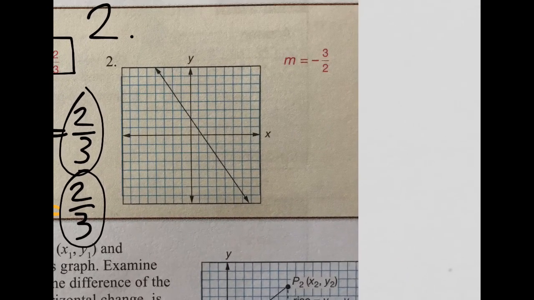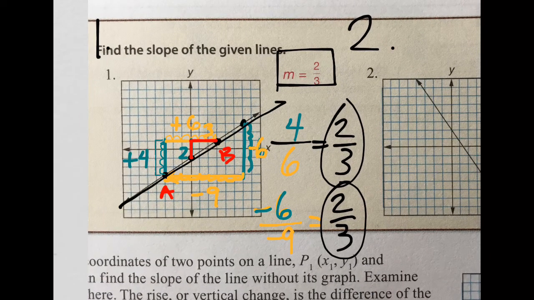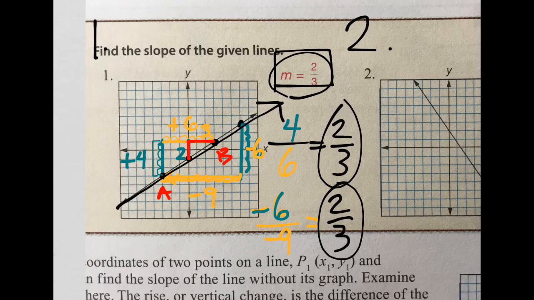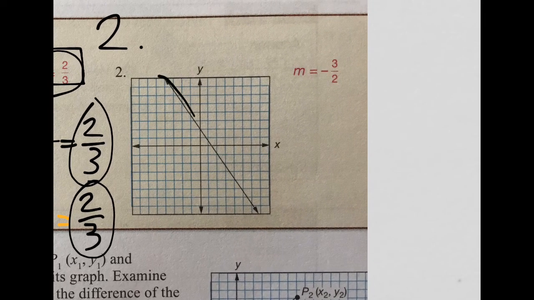Okay, and the answer for number 2, I should have said this before. See how it's going uphill from left to right? So we know our answer has to be a positive number. Here I'm going downhill from left to right, so I already know my answer has to be negative. I don't even have to worry about anything else. I already know it's negative.